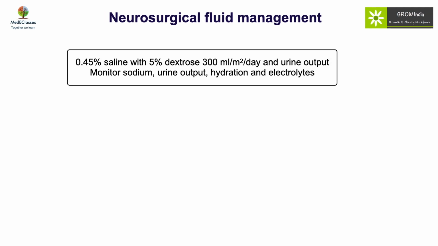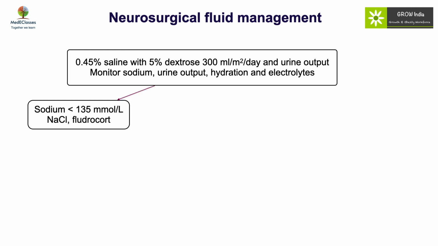The management of a neurosurgical patient in which the sellar region has been handled is really important because we want to avoid all these complications. So this essentially involves the administration of half normal saline with 5% dextrose, compensating for urine output along with the essential water losses, the insensible water losses, with close monitoring of sodium, urine output, hydration, and electrolytes. Hyponatremia in this setting would suggest cerebral salt wasting, the need for sodium chloride fluid, and possibly fludrocortisone.